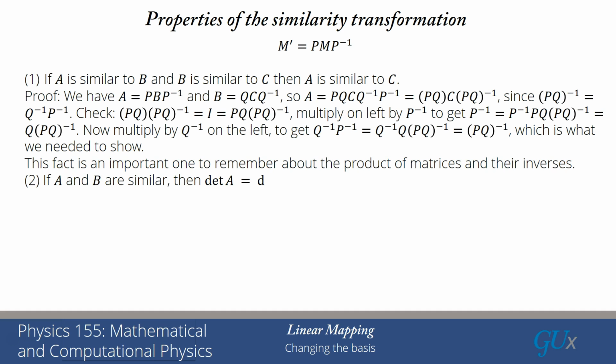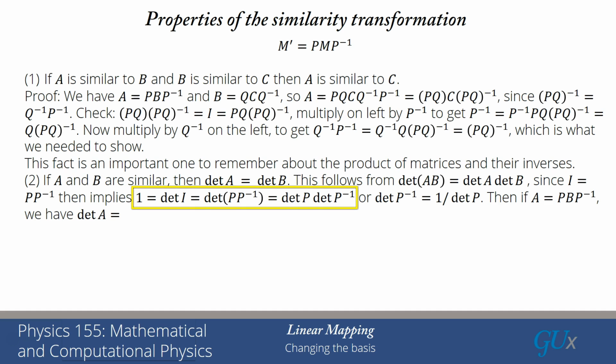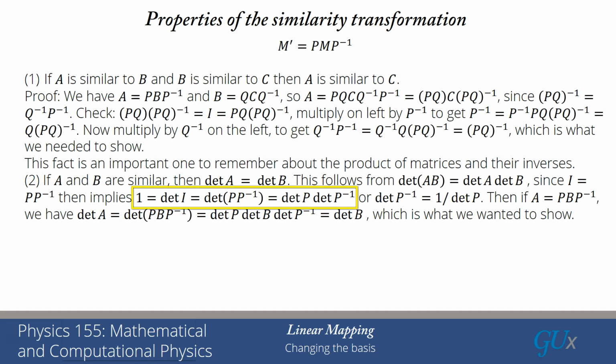Okay, if A and B are similar, then the determinant of A is equal to the determinant of B. Now this follows from the fact that the determinant of the product of two matrices is the product of the determinants. We established that when we were talking about determinants. Now since I is equal to PP inverse, that implies the determinant of I, the identity matrix, which is 1, is equal to the determinant of PP inverse, but that's equal to the determinant of P times the determinant of P inverse. And now we just divide both sides by the determinant of P. We find the determinant of P inverse is 1 over the determinant of P.